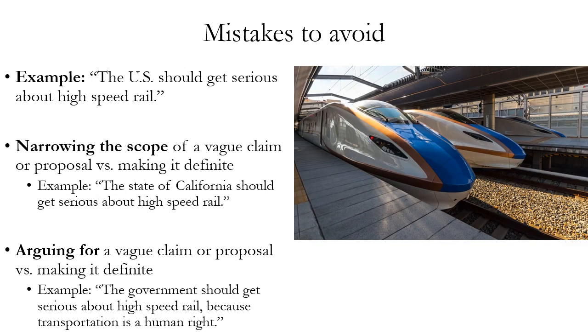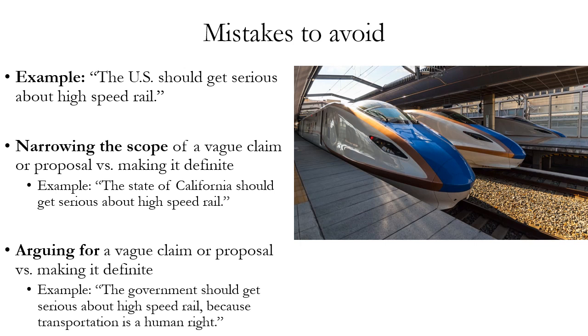Now there's a couple of common mistakes that can be made when trying to make a claim or proposal more definite. So I wanted to go over those. Let's start with the proposal as an example. The US should get serious about high-speed rail. That contains a vague phrase, "get serious." That could entail any number of possible actions or policies.